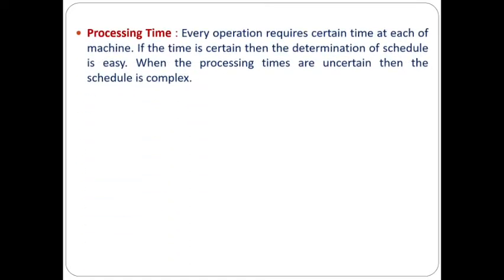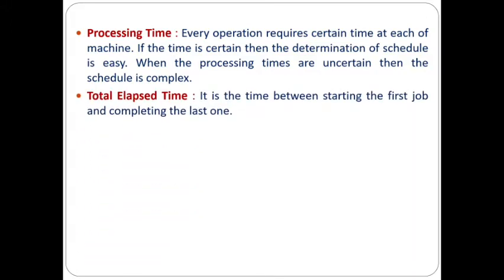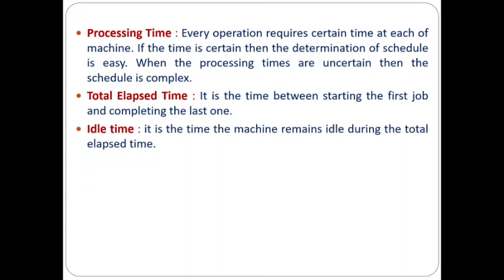And next is processing time. Every operation requires a certain time on each of the machines. If the time is certain, then the determination of the schedule is very easy. When the processing times are uncertain, then the schedule is complex. Next comes total elapsed time. It is the time between starting the first job and completing the last one. Idle time is the time the machine remains idle during the total elapsed time.